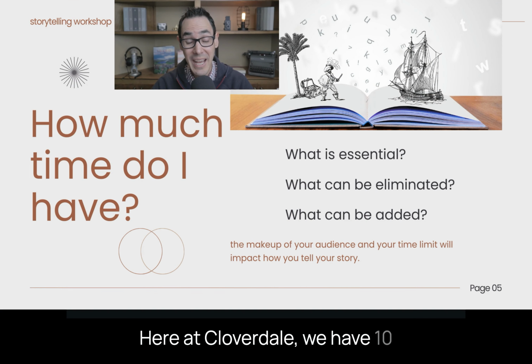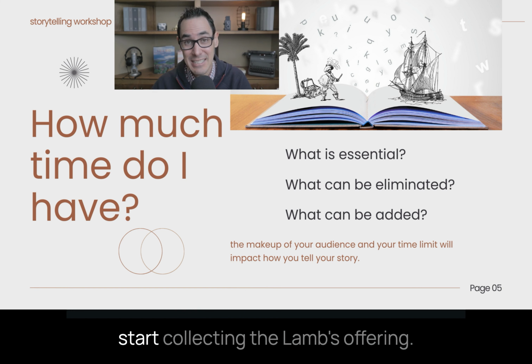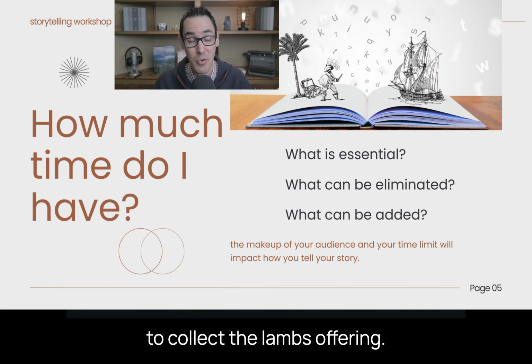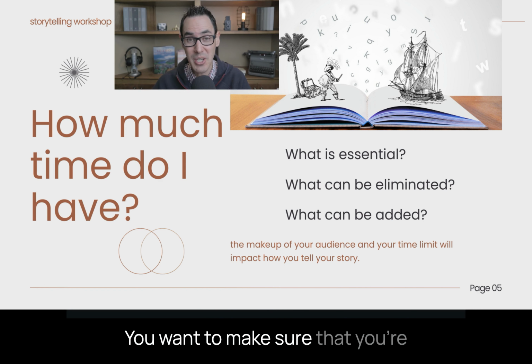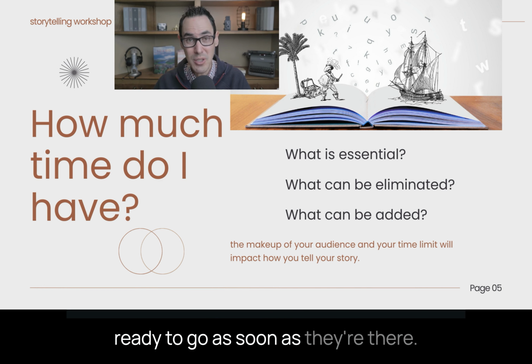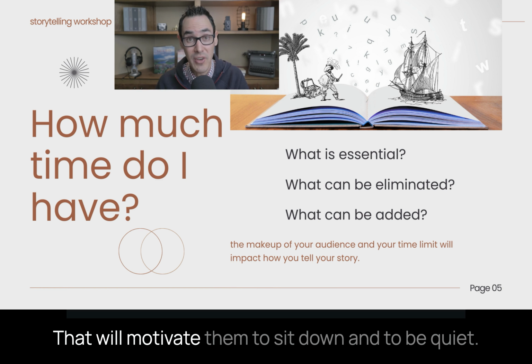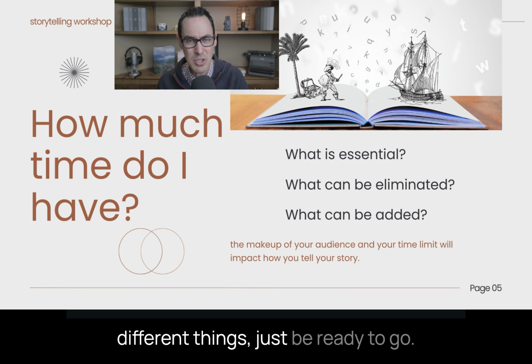Here at Cloverdale, we have 10 minutes for the children's story, and that begins when the kids start collecting the lamb's offering. So however long it takes them to collect the lamb's offering, you have to subtract that from your story time. You want to make sure that you're ready to go as soon as they're there, and as they're settling down, you can begin the story that will motivate them to sit down and to be quiet. If you have props, if you have different things, just be ready to go.